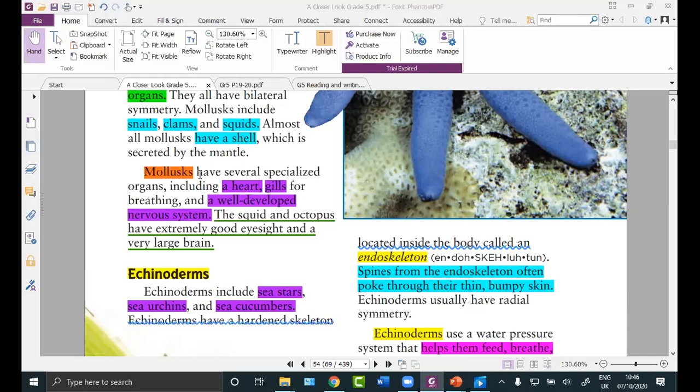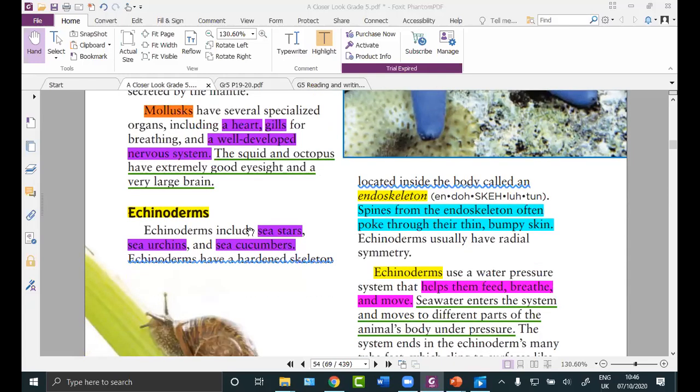Mister, can I read? Yasin Sulaiman, yes. Echinoderms include sea stars, sea urchins, and sea cucumbers. Echinoderms have a hardened skeleton located inside the body called an endoskeleton. Spines from the endoskeleton often poke through their thin, bumpy skin.